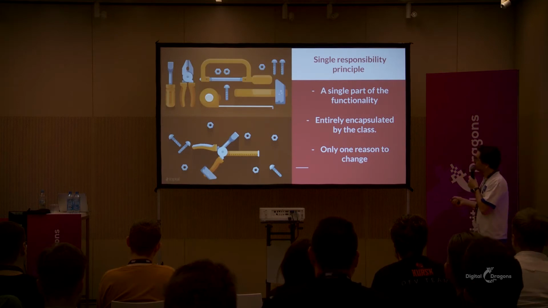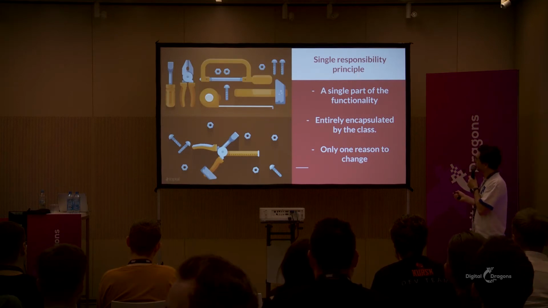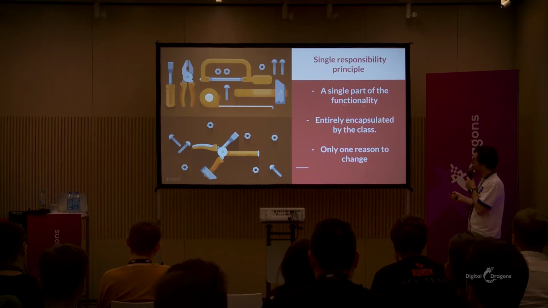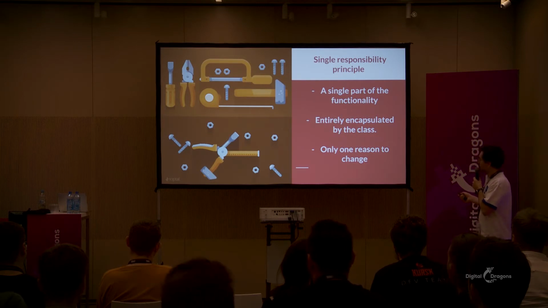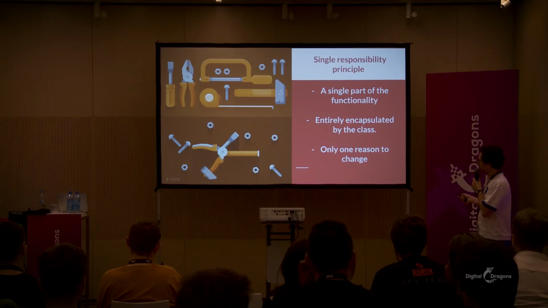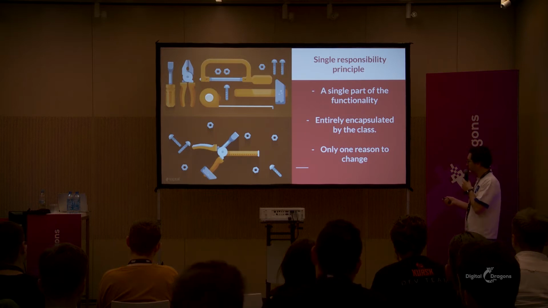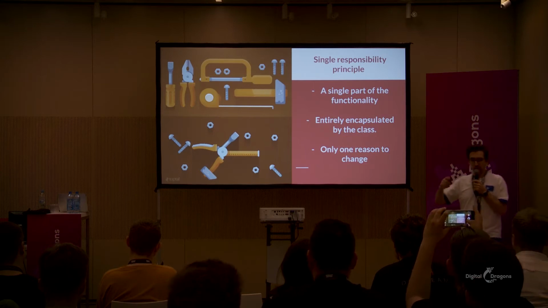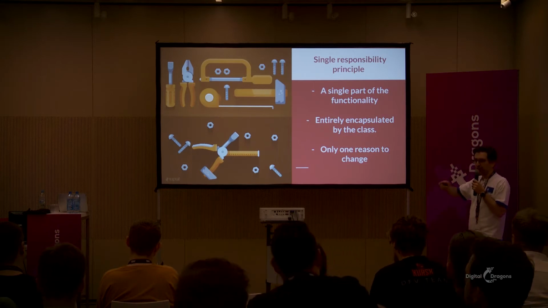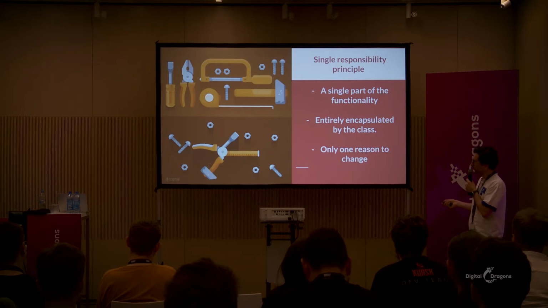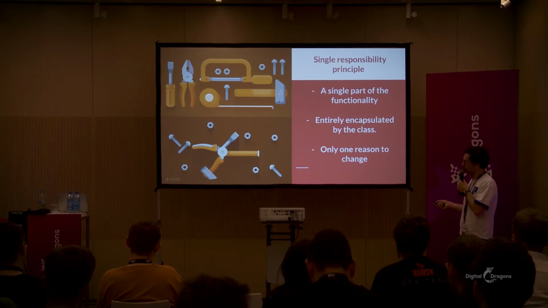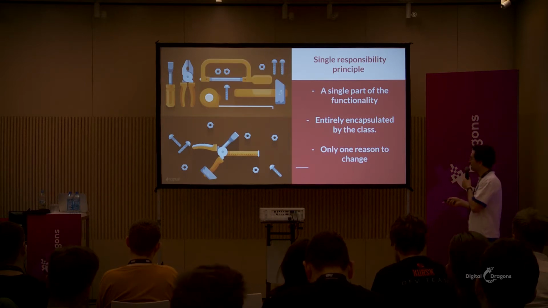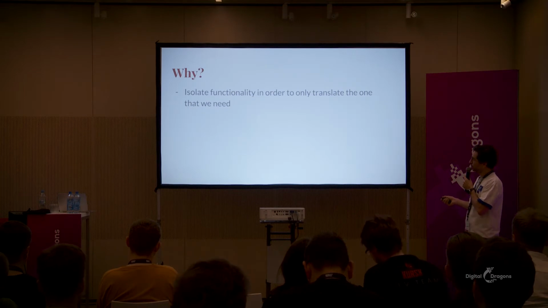So the first is the single responsibility principle. That is, a single part of the functionality of the program is entirely encapsulated by each class, and there will be only one reason to change. If there are more reasons to change the class, we need to think twice and try to make at least two classes. So instead of having some class that you can use for everything, you can separate it so that each of these classes has a separate functionality. Why is this pattern useful?